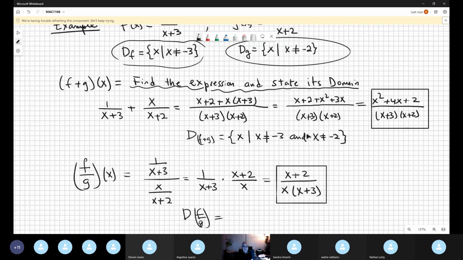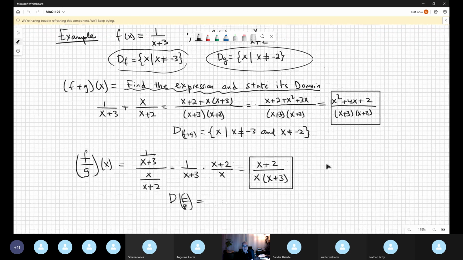Remember, in the division we have an extra restriction. The domain of this is, sorry, let me erase this. Open the curly bracket, x such that x is not negative 3, exactly like this. And no comma, separated by "and", because it's an intersection. You need to satisfy that condition, and another condition is x not 0.